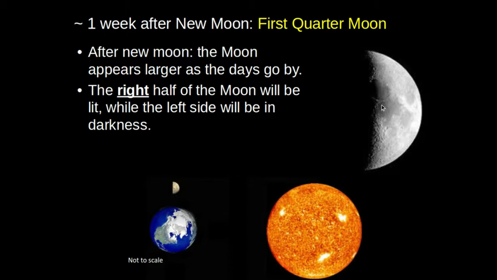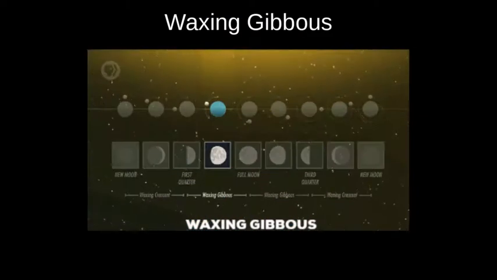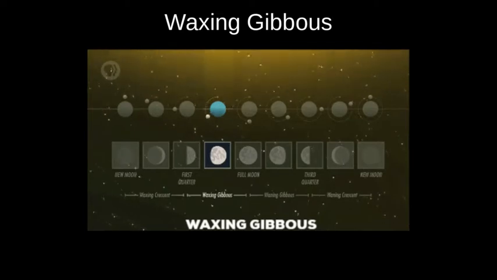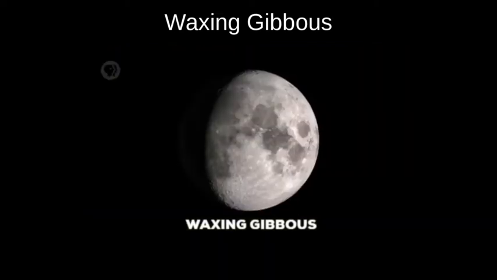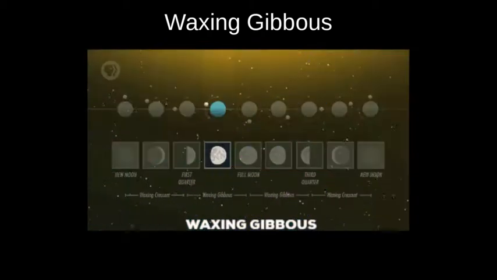All right, after this, the light is going to continue to grow and flood over towards the left side. So that's what we call a waxing gibbous moon. A gibbous moon is kind of like a fat moon. It's not really halfway lit. It's not fully lit. It's somewhere in between. So here is our waxing gibbous.